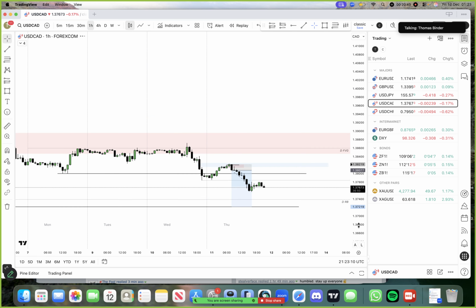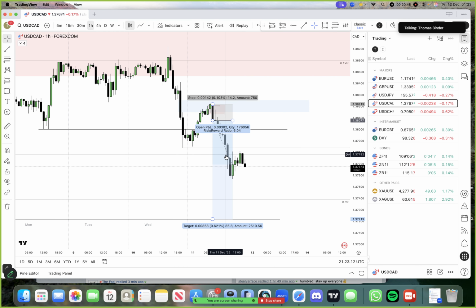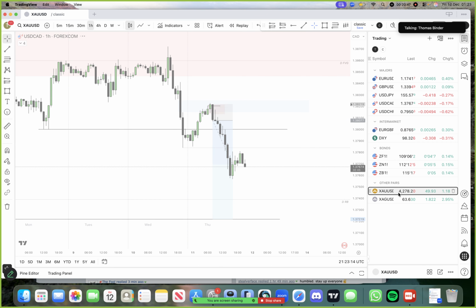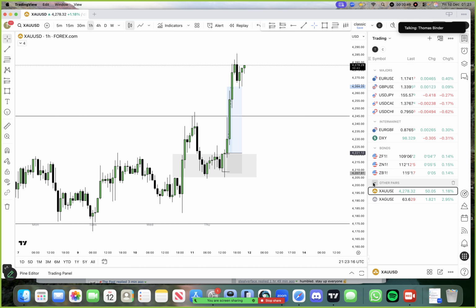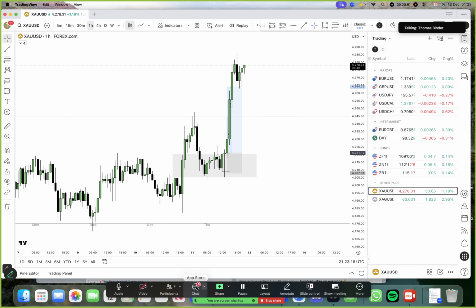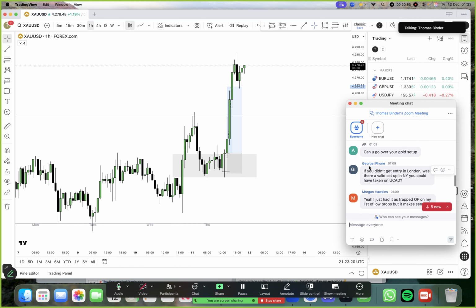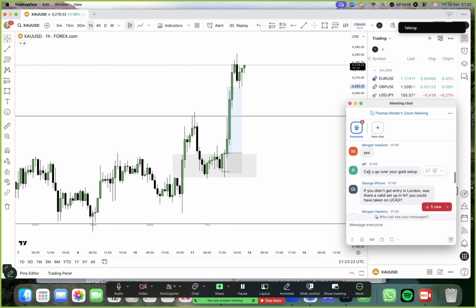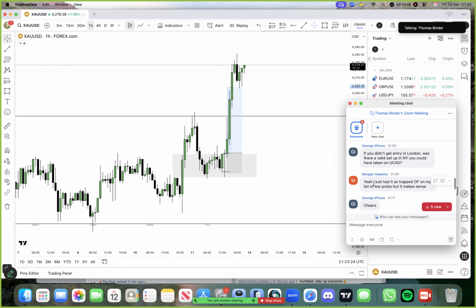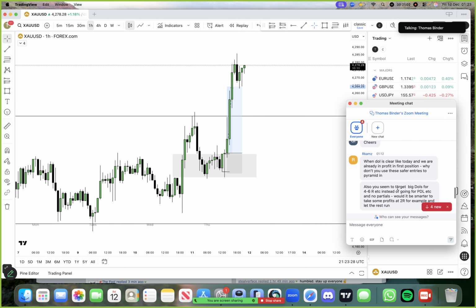So we've covered the breakdown of this trade, covered other trades you guys could have taken, and yeah, that's sort of it. Let's see if we have any questions. So I've been over the gold setup. Had it struck off from my list of low probability, but it makes sense. Cheers.